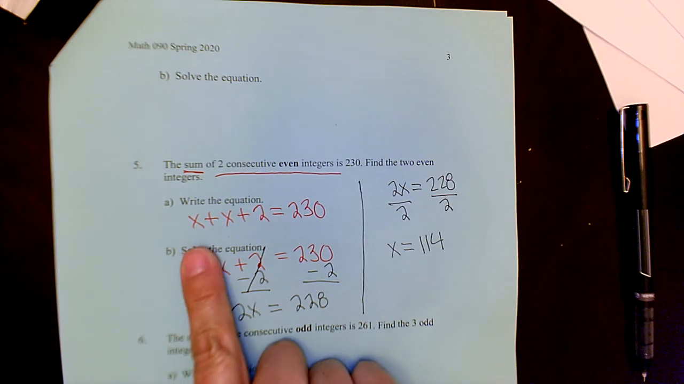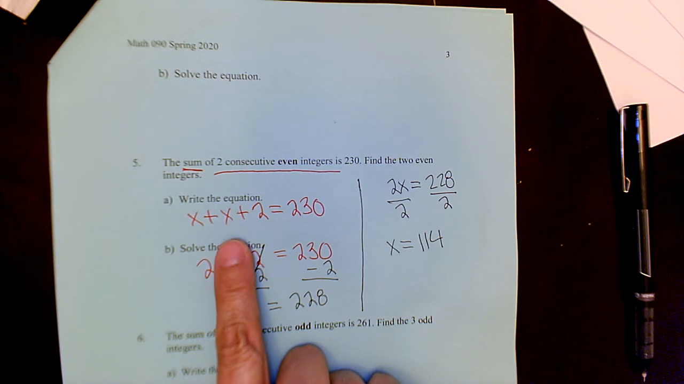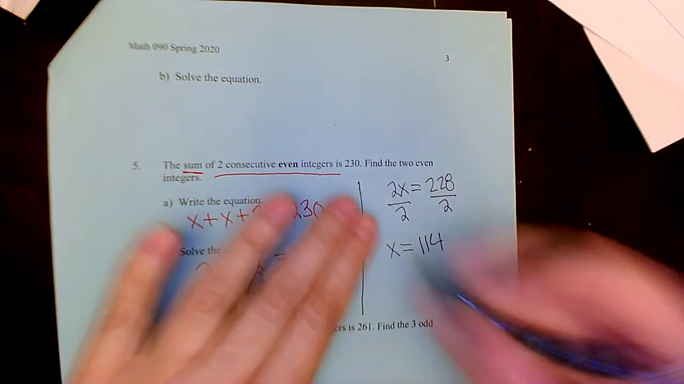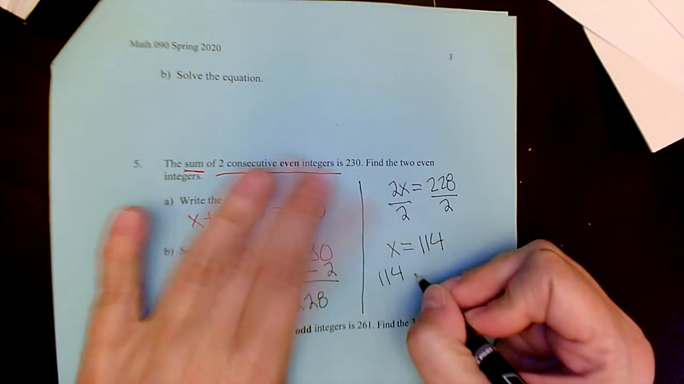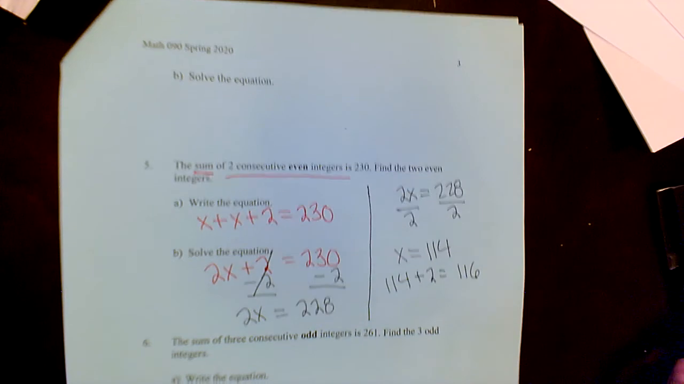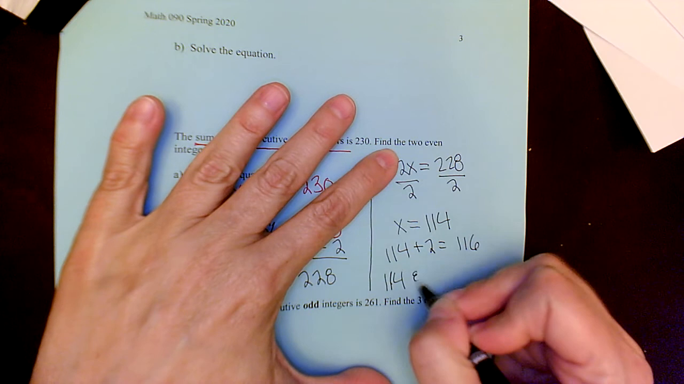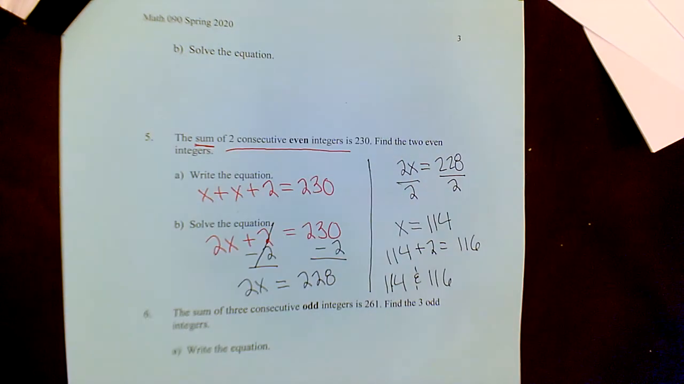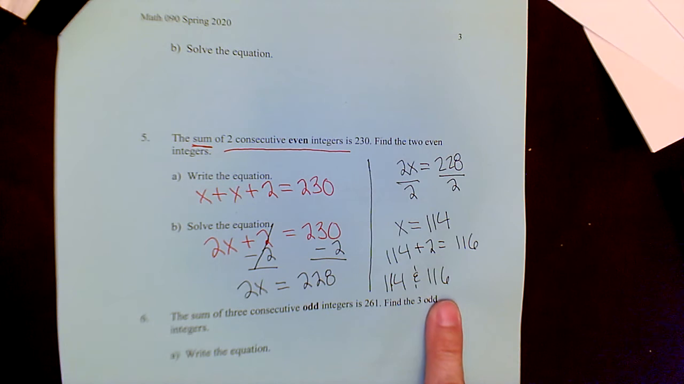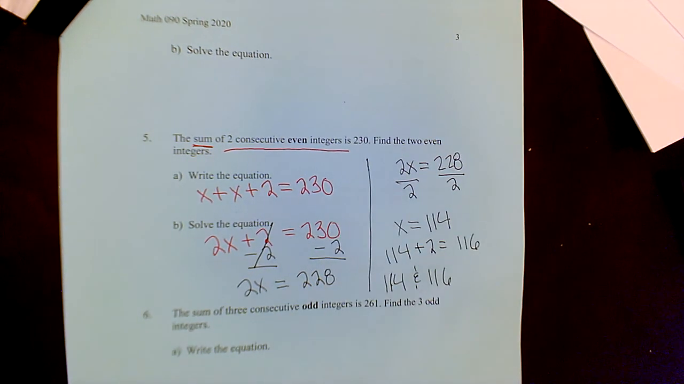Okay, so that's x. And now we know x is 114. What's 114 plus 2? Well, 114 plus 2 is 116. So I know my two integers are 114 and 116. And if we add those two together, we would get 230, and they are evens, and they are evens that are consecutive, that come one right after the other. Sorry about that.